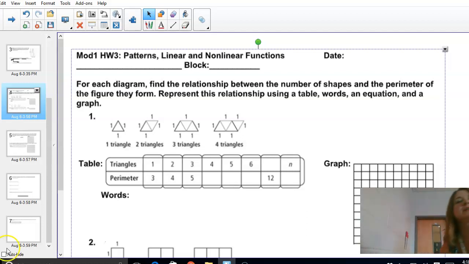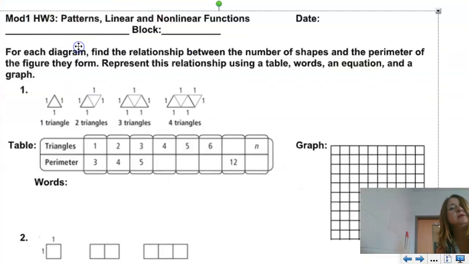Let me expand it out so it's a little bit bigger. There we go. So in number 1, I just want to read carefully to see what quantities are going to be compared in the table. So we're looking at our pictures and we can definitely see the pattern that one triangle gets added each time, but we're not really comparing the number of toothpicks or anything like that. We're looking at the number of triangles and then we're looking at the perimeter.